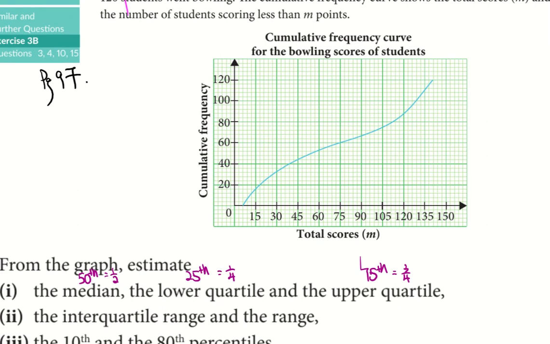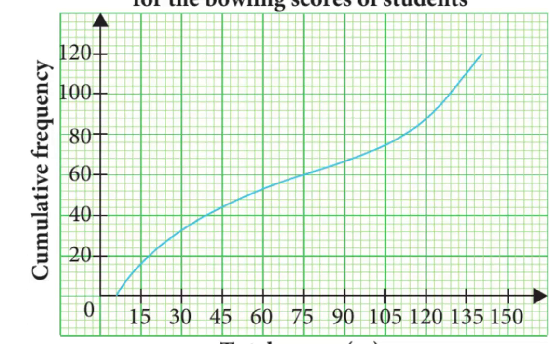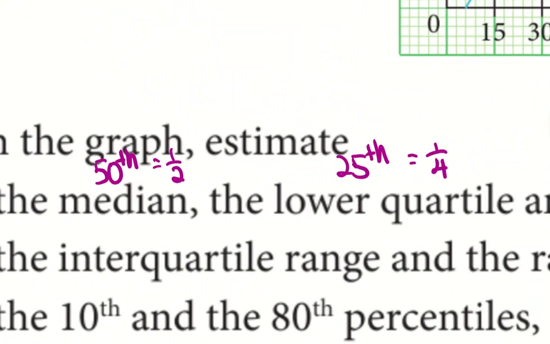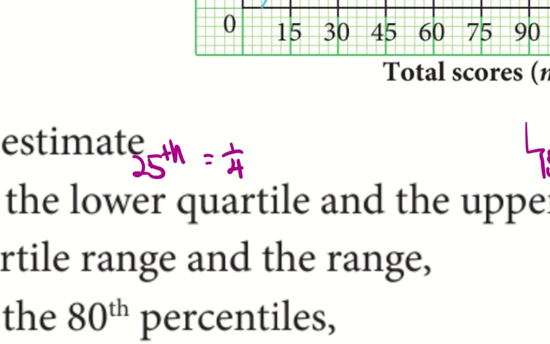So what do I need to do now? Very simple. If I want to actually look at the median, I look at half the frequency. Half of 120 is actually 60. So this is my median. Find the value. Alright, because this is half of 120. And my answer for median will be 75.